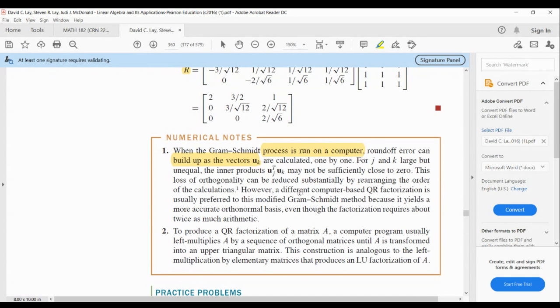They talk about a different computer-based QR factorization. MATLAB has a QR factorization algorithm, but it's not going to produce the answers that MyMathLab wants. MyMathLab's going to want you to use the Gram-Schmidt process to construct your matrix Q. That's how you should be doing it, because you're learning. That's basically section 6.4. Are there any questions on that?